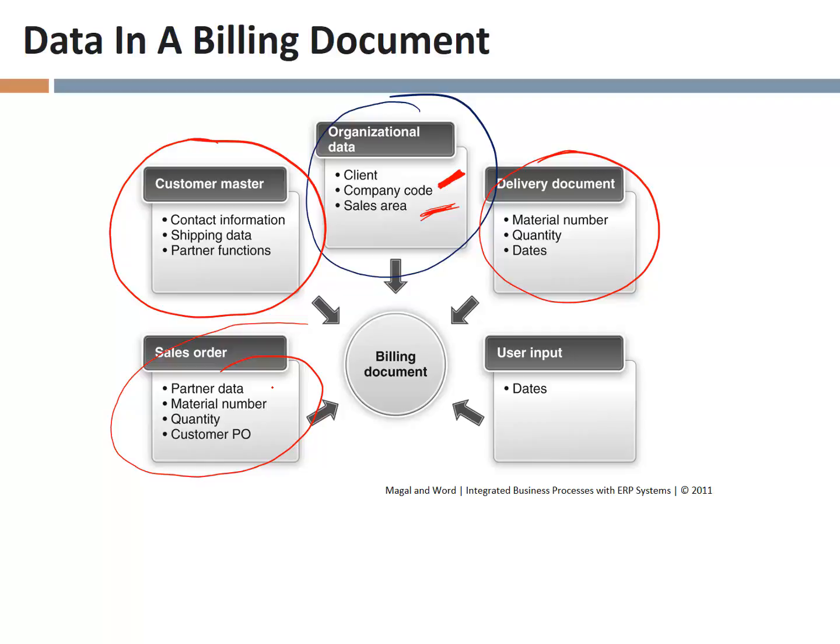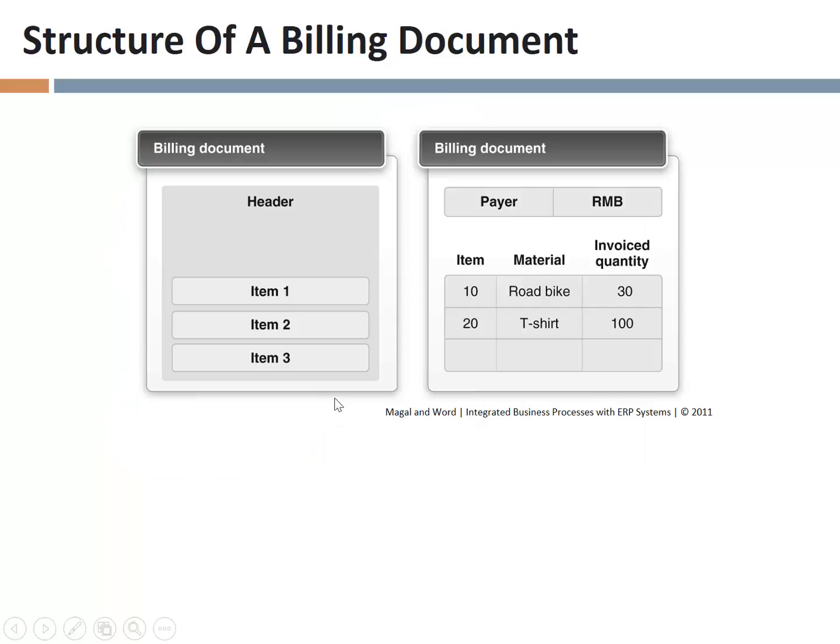So the bill itself is a pretty straightforward document. It's a 2-level document. The header is going to have the basic information about the company, their address, and things like that. And then the line items are just going to list the materials that they owe us for. And so that is the billing document.